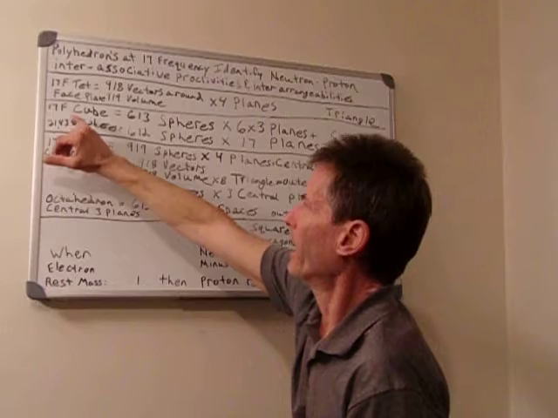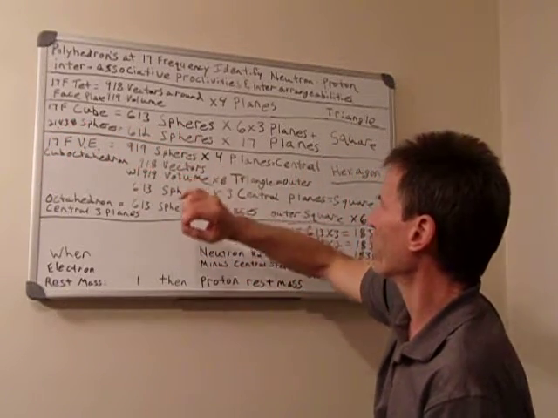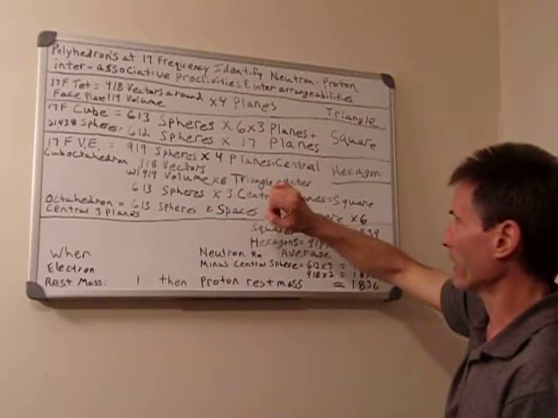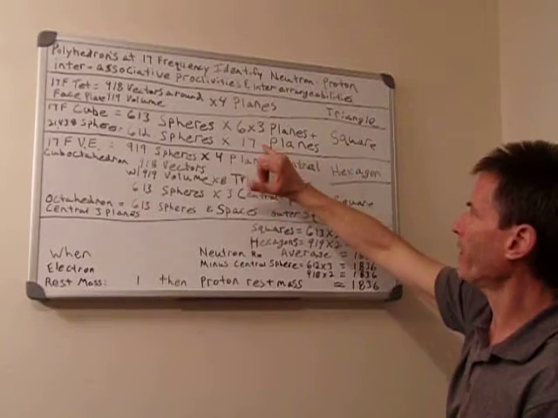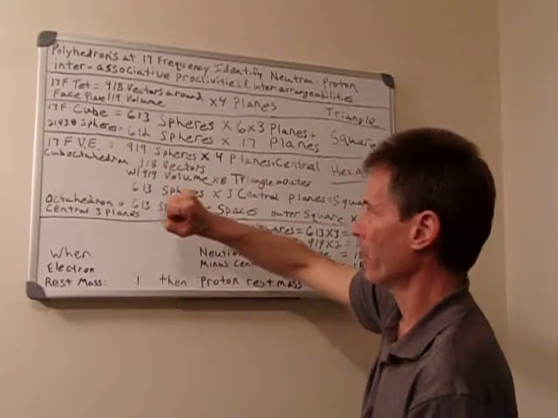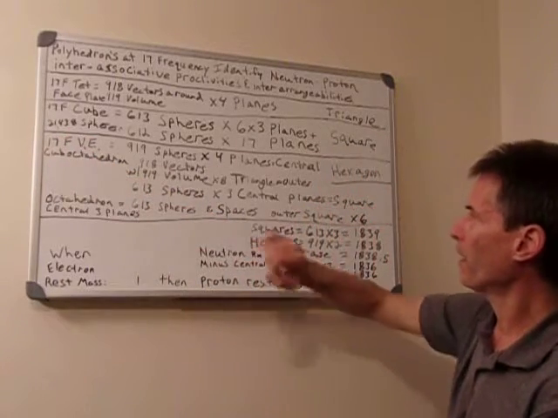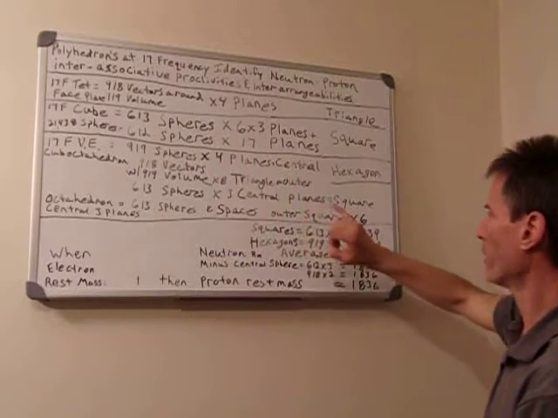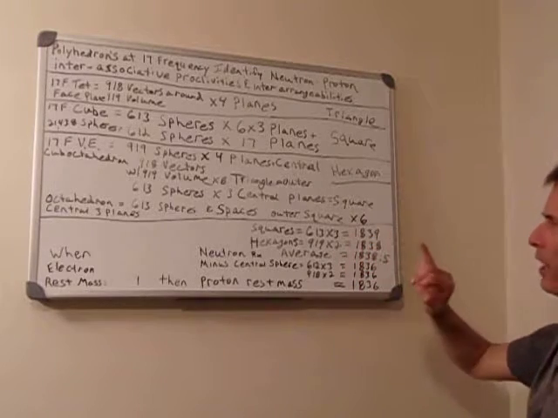A cube at 17 frequency has 613 spheres on each of its planes. It has 18 planes, which are square-faced. It also has 17 planes with 612 spheres, for a total of 21,438 spheres. Remember, we have these different planes where 613 times 3 is equal to 1,839.